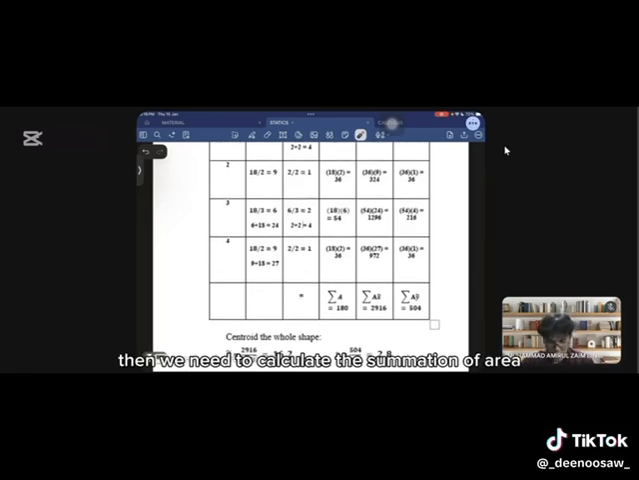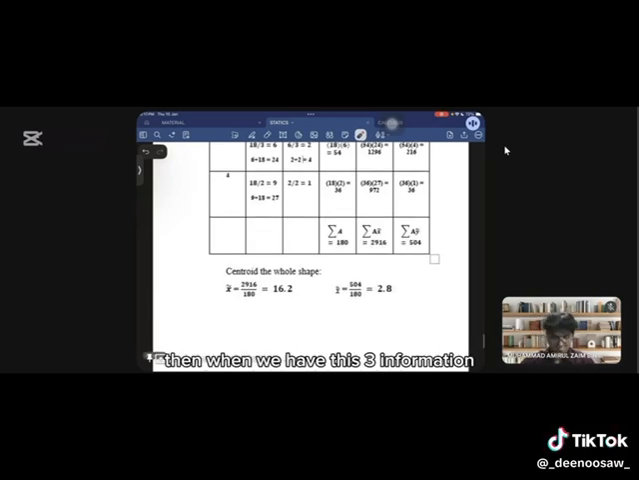Then we need to calculate the summation of area times centroid x and summation of area times centroid y. Then, with these 3 pieces of information, we use the formula, which is x centroid equal to the sum of area times centroid over area. Then this is our solution, our value for the centroid of the whole shape, which is 16.2 for the centroid of x and 2.8 for the centroid of y. That's all for me.